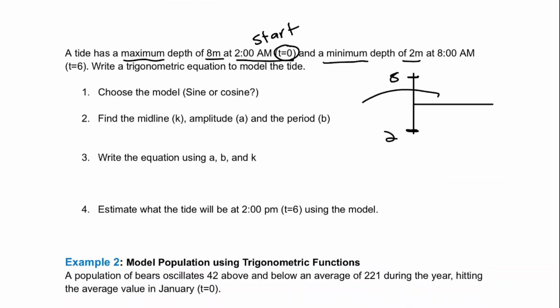If you want to find this middle line, I want to find kind of like the average. I can do 8 plus 2 divided by 2. So the middle is going to be about 5.